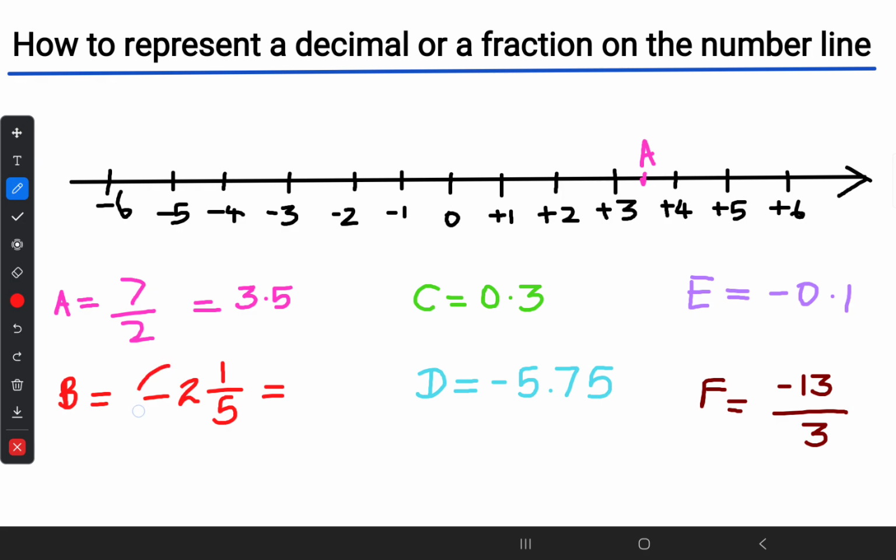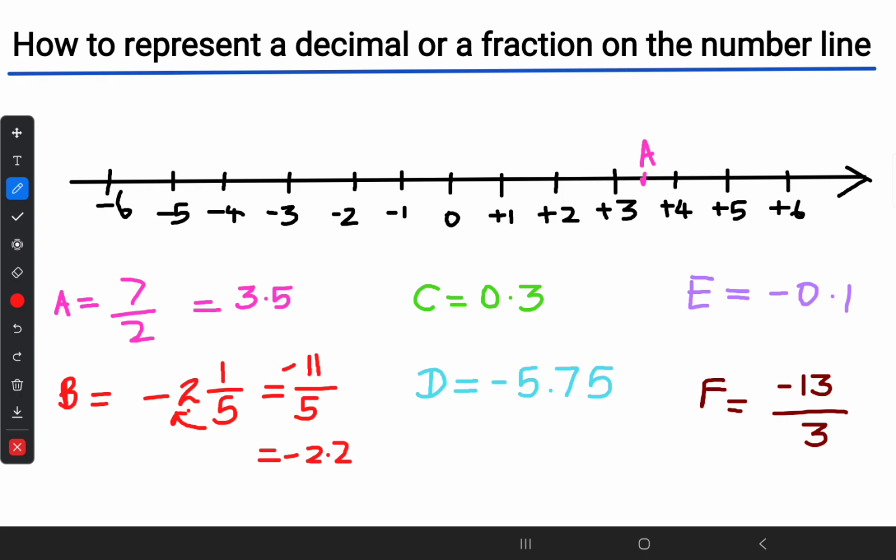Then B, this is negative 2 with a fraction. So what I am going to do is convert the mixed fraction to an improper fraction. How to do that? Keep the denominator as it is. Multiply 2 times 5, negative 10, plus 1. It's negative 11. Negative 11 divided by 5. You should use long division. I'm not going to explain how to divide. We know that one, no? So when you divide, it would be negative 2.2.